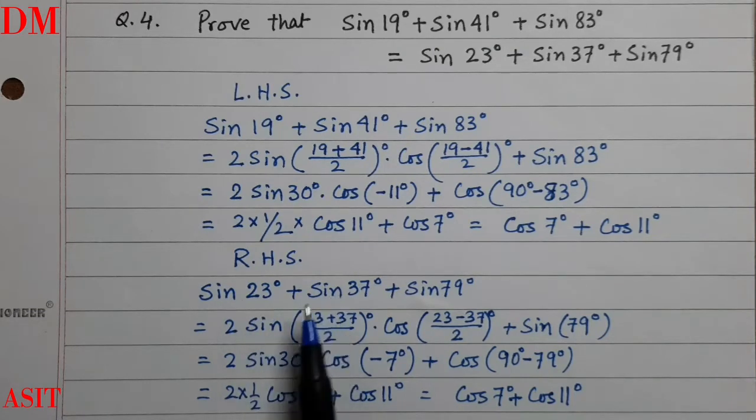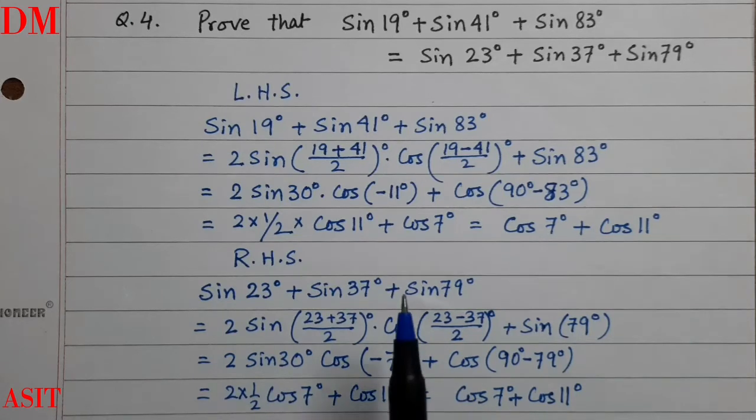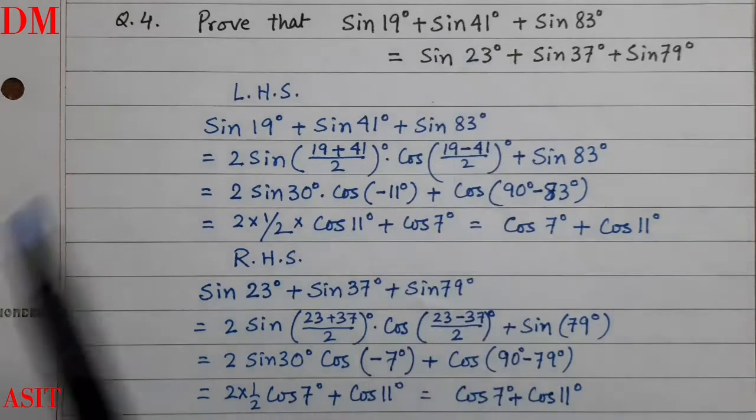Now if we take the RHS, similarly if we take these two terms and apply the same formula here, we will get 2 sine 30 degree cos of minus 7 degree. And similarly we apply the complementary angle property here, so sine 79 degree equals cos 11 degree. And if we simplify this, it will give cos 7 degree, because 1 by 2 will be cancelled out. So in the LHS we got this, and in the RHS we also got this. Therefore LHS equals RHS, hence proved.